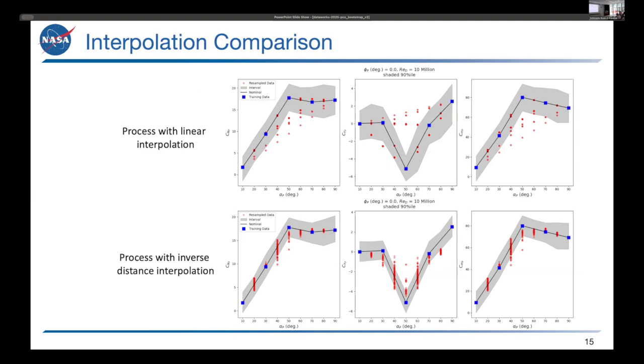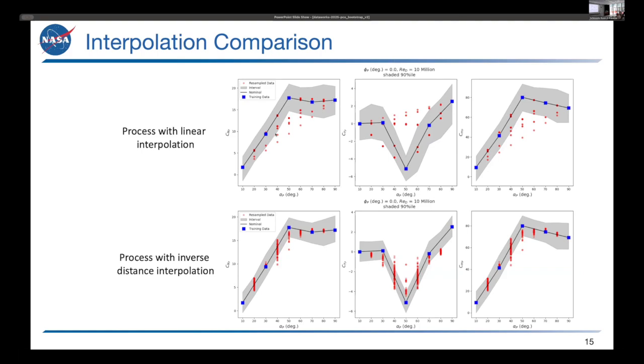At the top, we have linear interpolation. On the bottom, we have inverse distance interpolation. These are alpha sweeps at a roll of 0 and a 10 million Reynolds number. And again, we don't have any test data here because it was so expensive to generate in the first place.